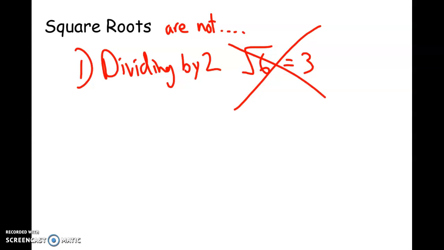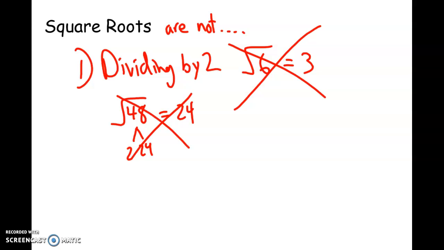All right? Your thought process isn't, hey, let me see, 48, and take the square root of it. Oh, I'm just going to say it's 2 times 24, therefore it has to equal 24. You're not dividing by 2. You're looking for two identical factors.